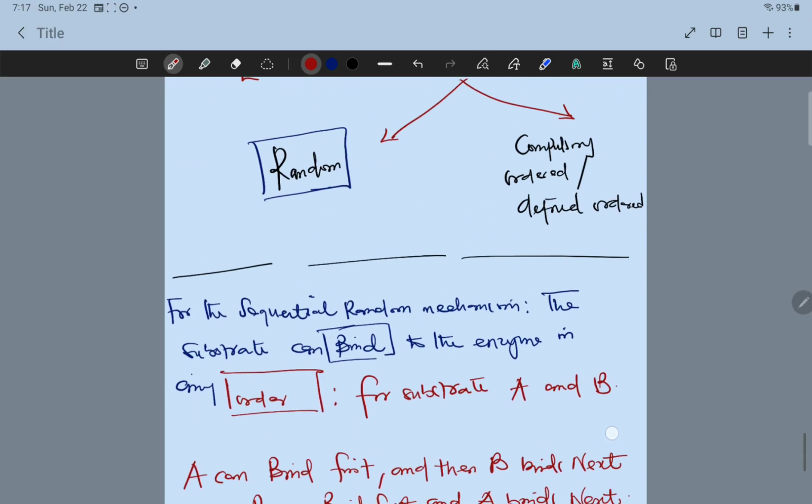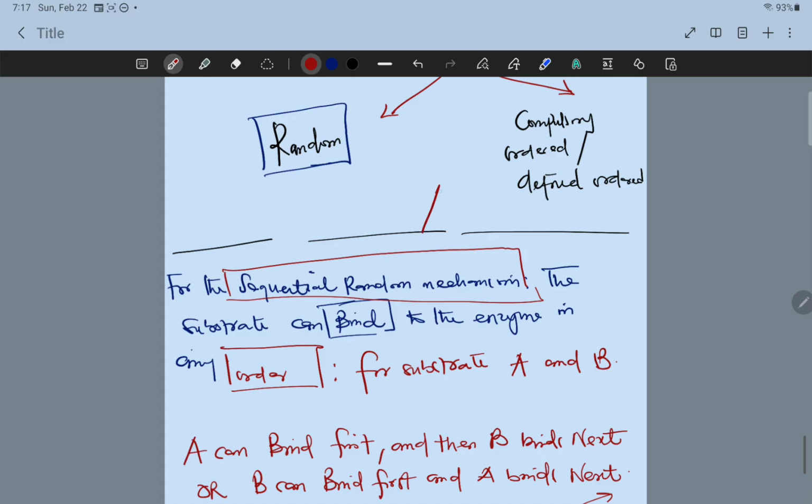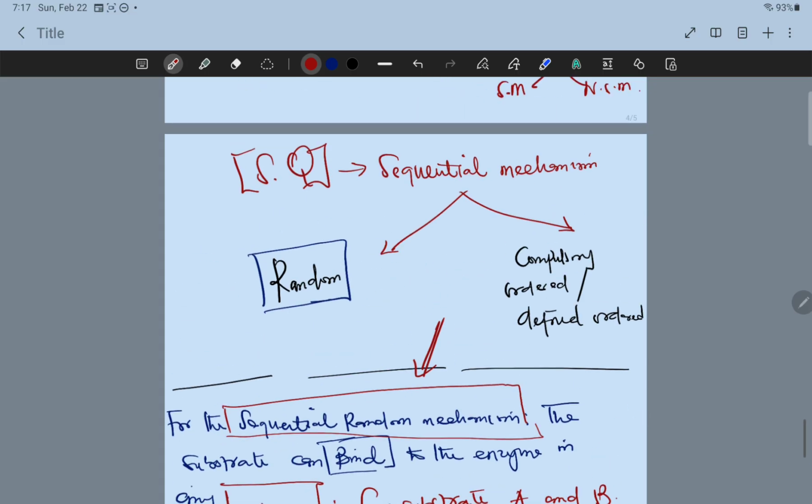The random mechanism. So it's under the category of sequential. There are two types of sequential. We have the random and we have the compulsory order. What we are defining now is the random mechanism, which is under the sequential mechanism. Is that okay?